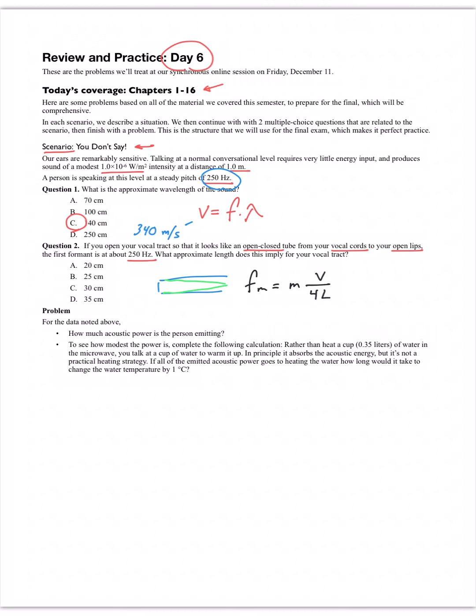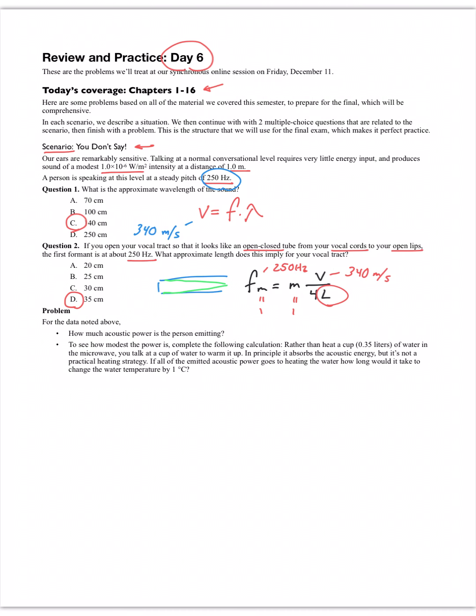The first formant is for m equal to 1, so I put m equal to 1 here. I know the speed of sound in air is about 340 meters per second. I know the frequency of the first formant is 250 hertz. The only thing I don't know in this expression is L, and I can calculate the value for L. If I do that, I get 35 centimeters, which is a bit over a foot. And given how my body is put together, that seems like a reasonable number.